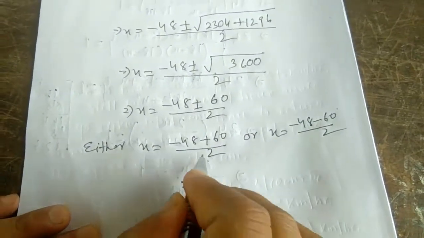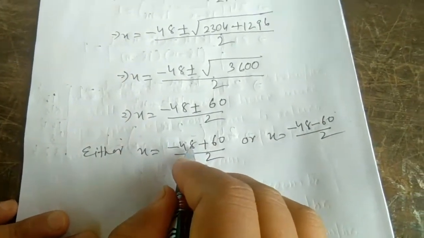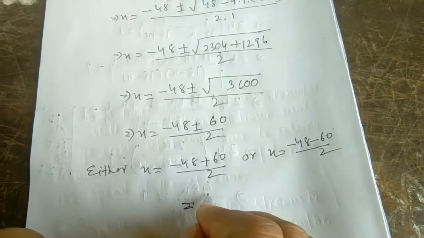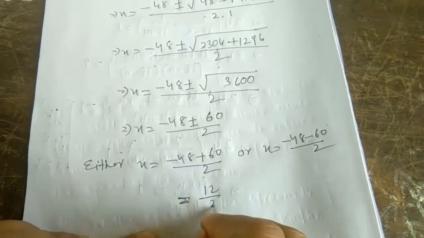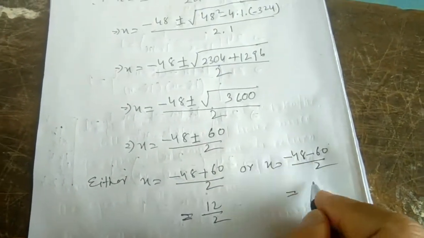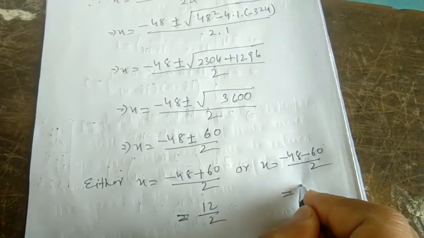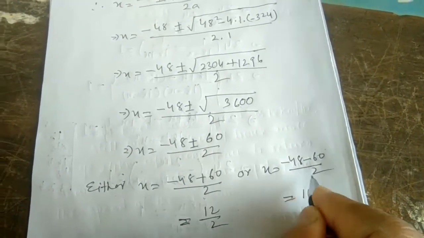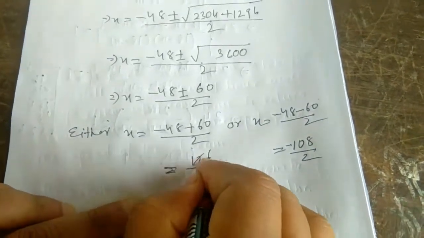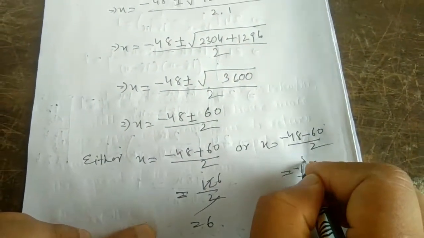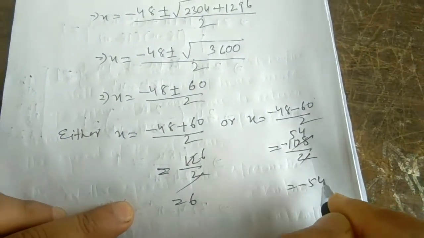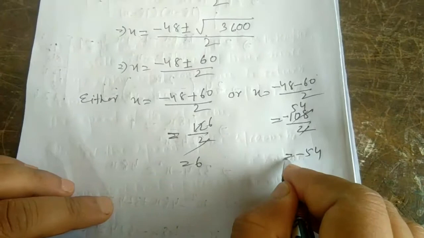Subtract it. From 60 if you subtract 48, what will you get? 12. Greater one is positive, by 2. Here both are negative, so you add. If you add, it will become 108. Both are negative, so the negative sign will come, by 2. 2 6s are 12, 2 5s are 10, 2 4s are 8. So minus 54.